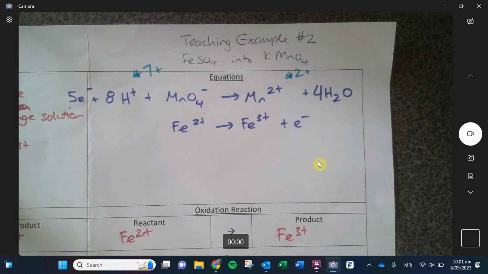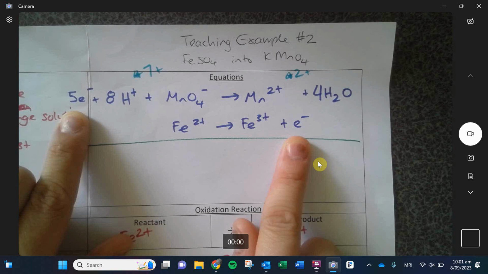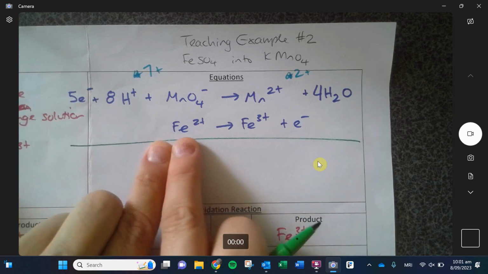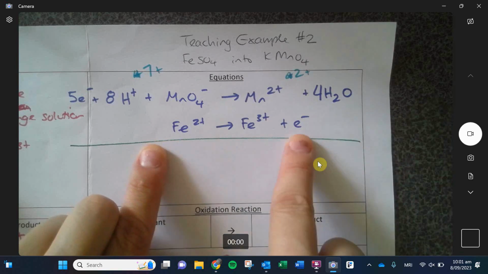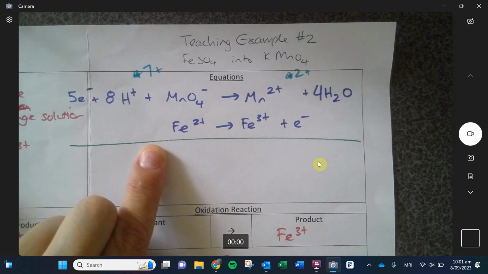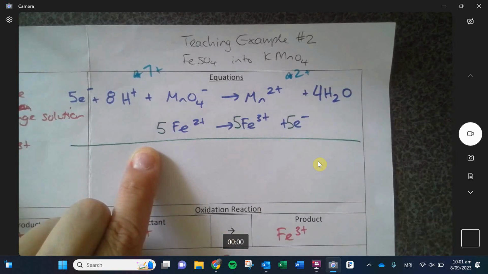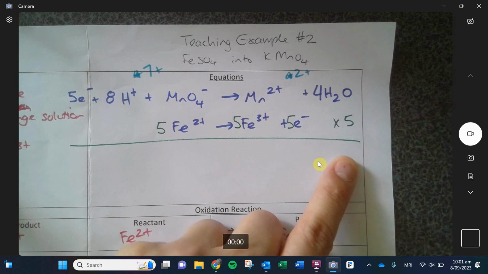This is now the final step. So I want to put these two equations together. I'm checking to see if my electron numbers match. They currently do not match. This is one that is 5, so I want these to be the same number. The closest number I can get them both to is 5. So I'm going to multiply this bottom half of the equation by 5. So if I multiply this by 5, everything gets multiplied by 5. So there's 5 iron 2s, there's 5 iron 3s, there are now 5 electrons. I've multiplied by 5. That's what I was doing.